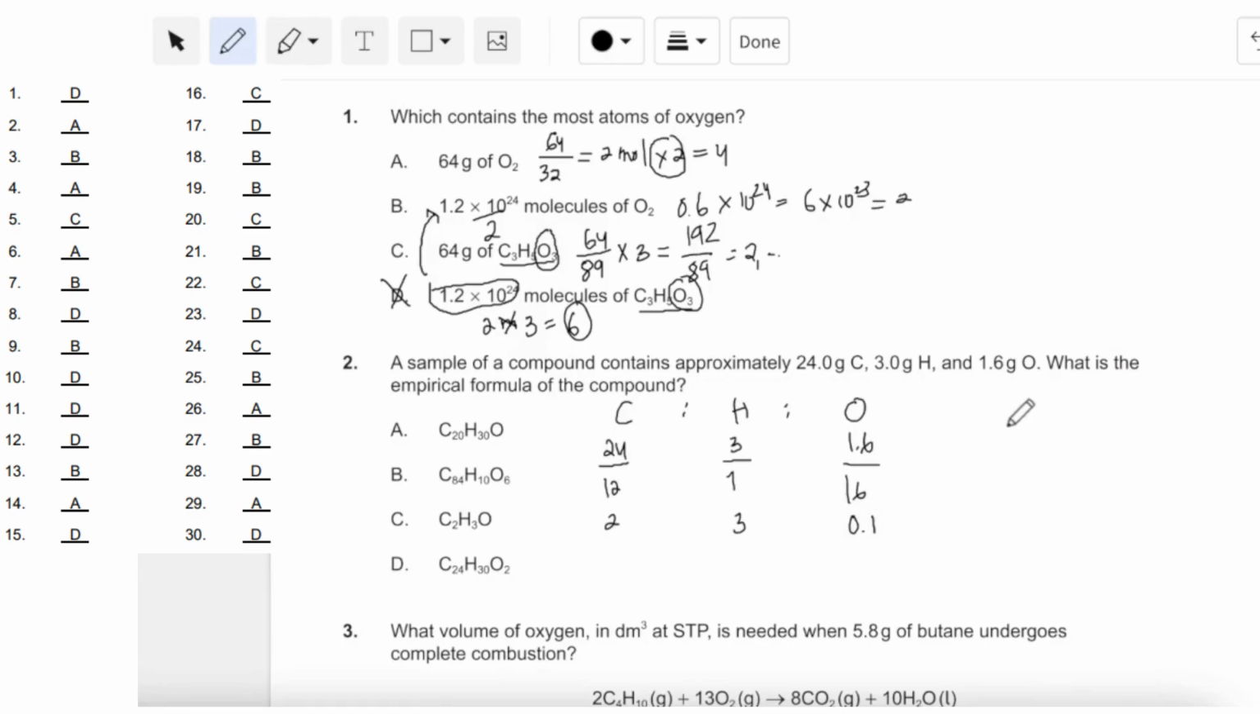So we cannot write C2H3O0.1, because it doesn't make sense. You need to divide by the smallest number among these three, which is 0.1. So this one is also divided by 0.1, and this one is obviously 0.1. So this is going to be 20, this one 30, and this one 1. So C20, H30, and O1, which is A.